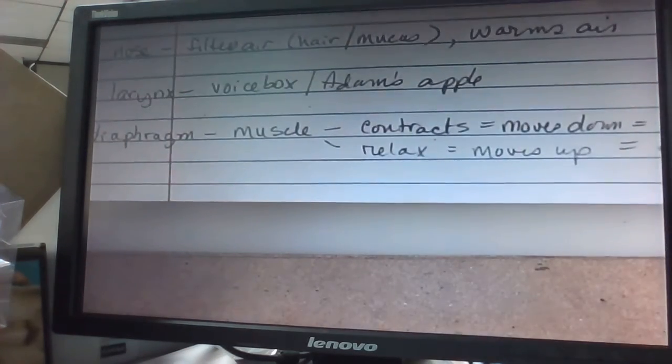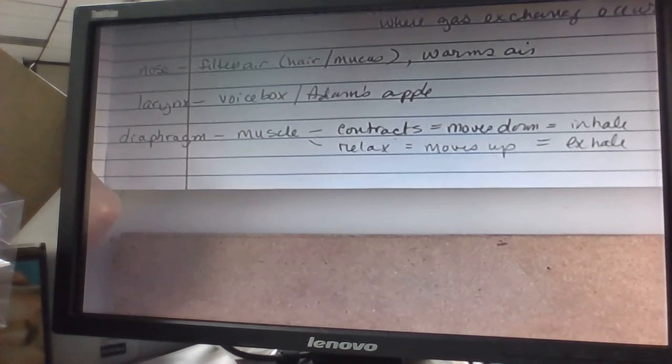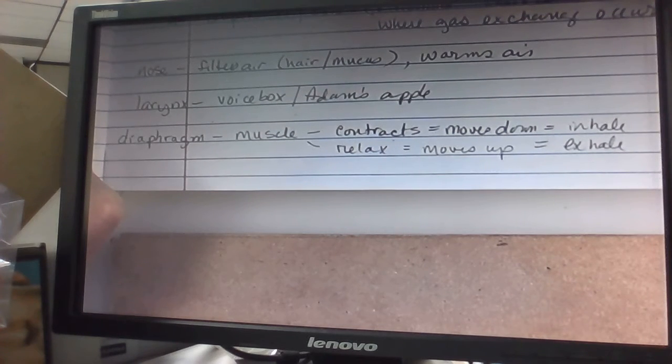And we mentioned the diaphragm. So the diaphragm is that major muscle that helps us to breathe because our lungs don't have any muscle tissue in them. When the diaphragm contracts, it moves down in your abdominal cavity, and that allows you to inhale. When the diaphragm muscle relaxes, it moves up into your thoracic cavity, and that allows you to exhale.